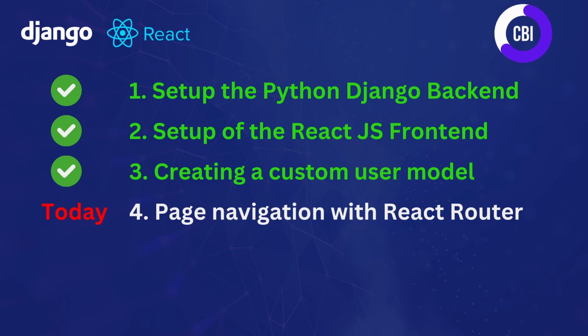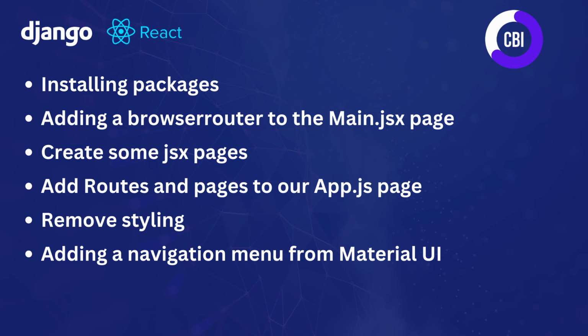In this video we are going to continue and we're going to enable page navigation and creating a navigation menu with React Router. And we're going to do that by following 6 steps. We're going to start by installing some packages that we will need during this tutorial. Next, we're going to be adding browser router from React Router DOM to our main.jsx page. We're going to be creating a few JSX pages and add some routes and URLs to our app.js page. We're going to remove the current styling that is inside of our project and then add a navigation menu using some components from Material UI.